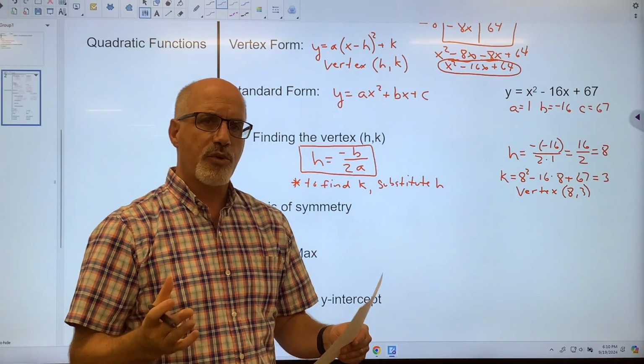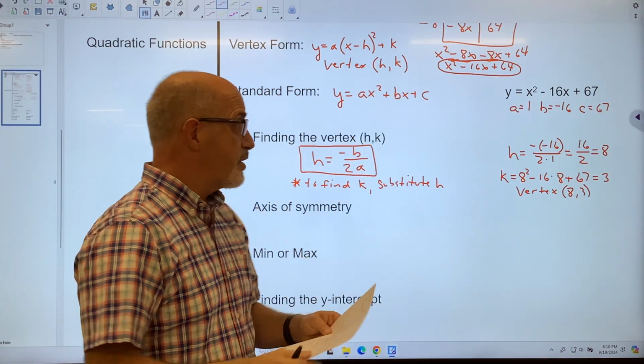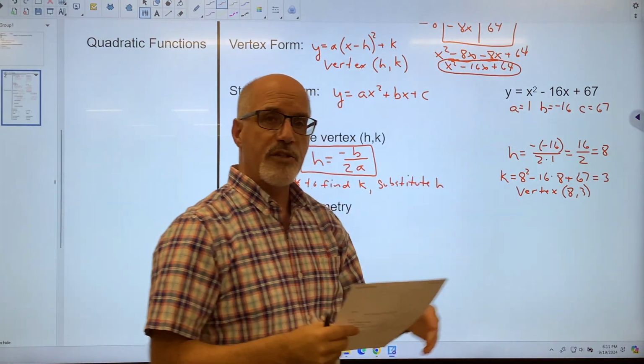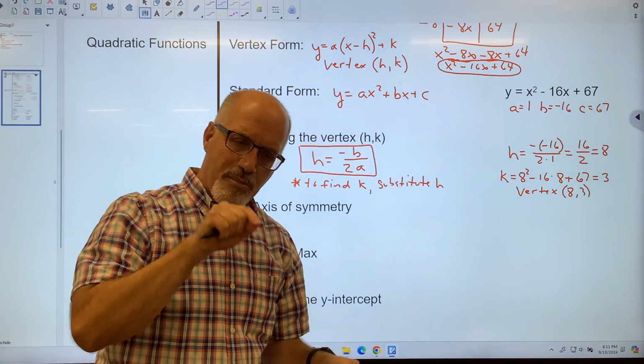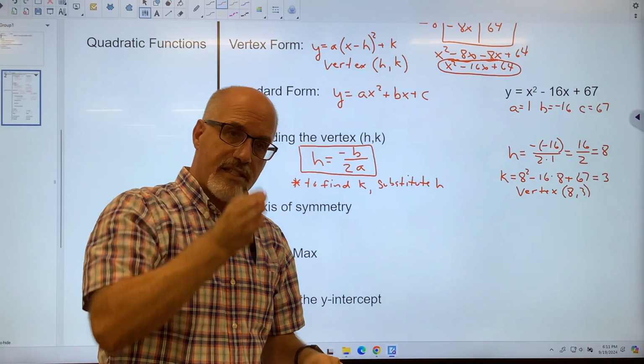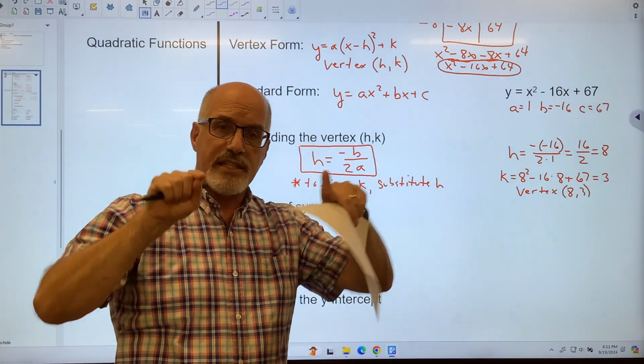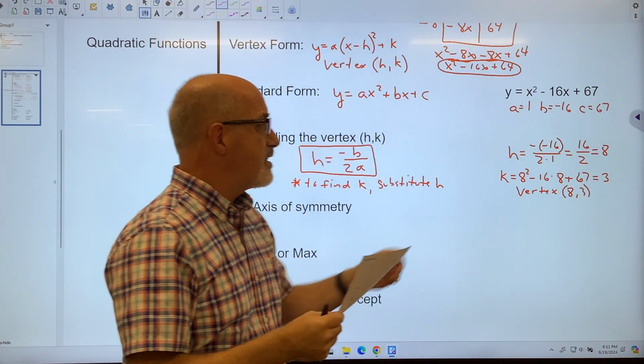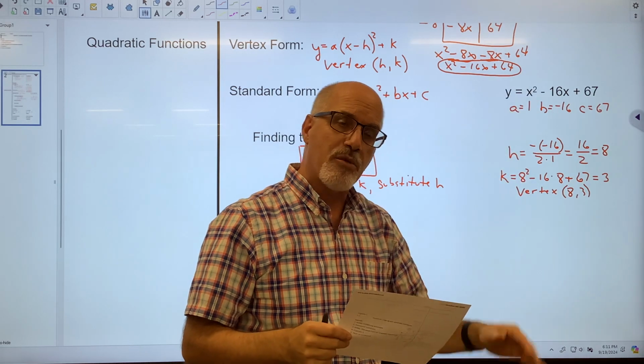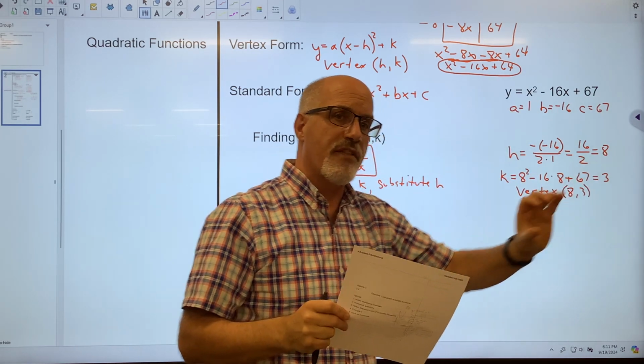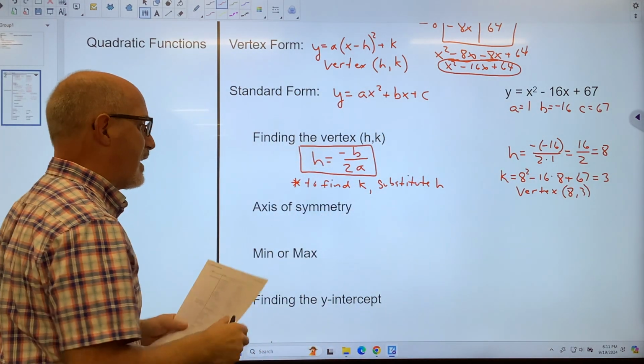Remember that vertex is critical because on a parabola, this one's opening up because the a value is positive. For a parabola, it's the middle value that the axis of symmetry goes over, and you've got symmetry on both sides. It's the value that if you're setting up a table, you put the vertex right in the middle of the table in order to find your other values.